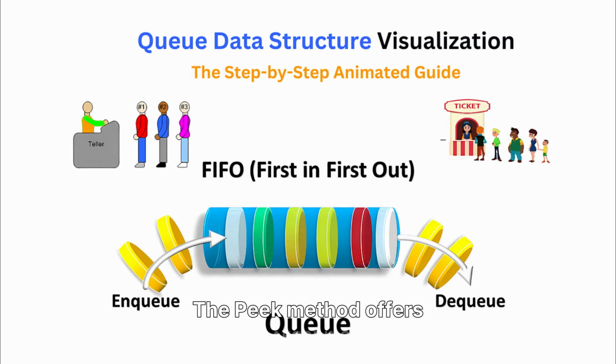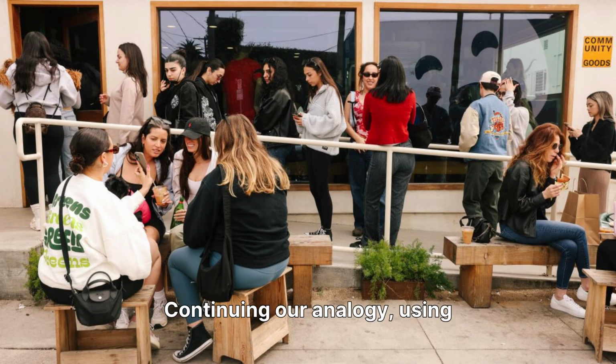The Peek method offers a convenient way to inspect the next item in line. It returns the item at the beginning of the queue without actually removing it, useful for conditional processing. Continuing our analogy, using Peek is just like subtly glancing at the person at the very front of the coffee shop line, observing them without them leaving or being served.